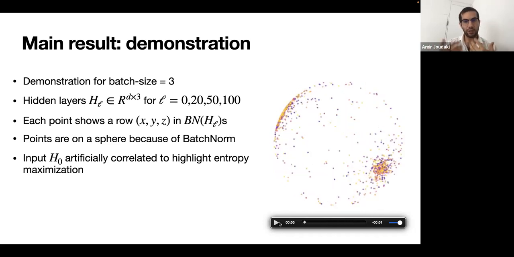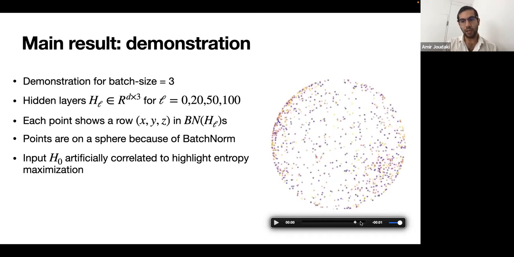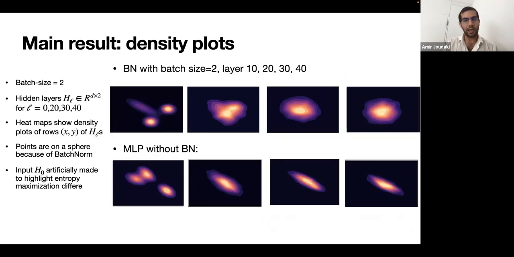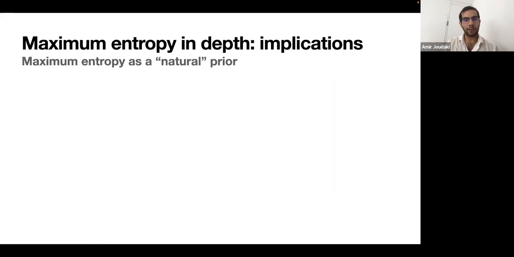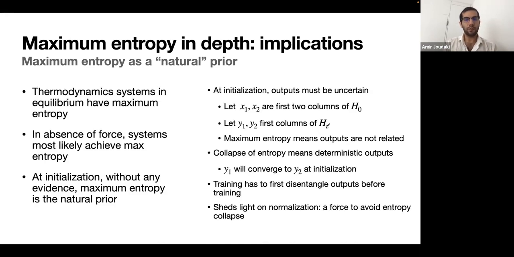So that's actually a demonstration that it is really becoming maximum entropy. And this is just another thing which is stating the same fact but using density plots. And obviously this is a very interesting result because this is just randomness. So we didn't impose it explicitly, it just happened to be an emerging phenomenon.